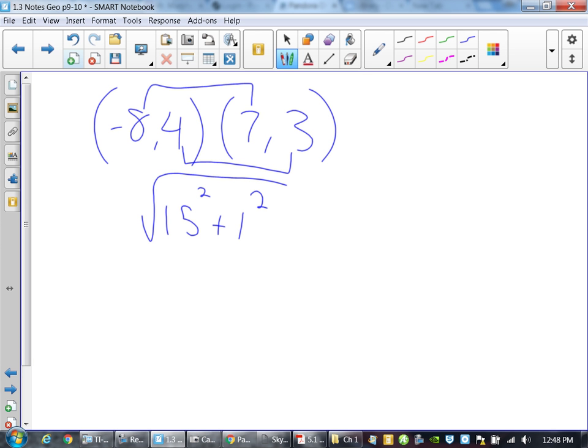Remember a second ago we just did 15 squared? 225? Now, pace yourself here. What's 1 squared? 1. So 225 and 1 is? Now if you press the button in your calculator, what does it spit out? 226.